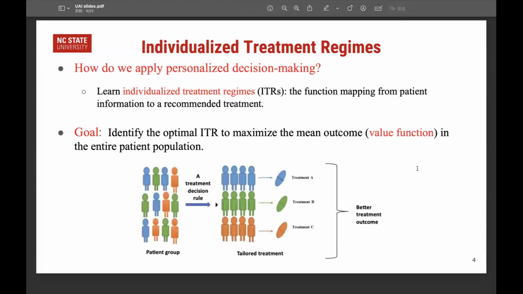So we understand the importance of personalized decision making. Let's explore how it is applied. Our focus will be on personalized medicine, and the concepts are similar across other applications. The approach is to learn the individualized treatment regime, the ITR, which is a function mapping from patient information to a recommended treatment. The big goal here is to find the optimal ITR, which can maximize the mean outcome in the entire population. The mean outcome in the entire population given one ITR is called the value function.